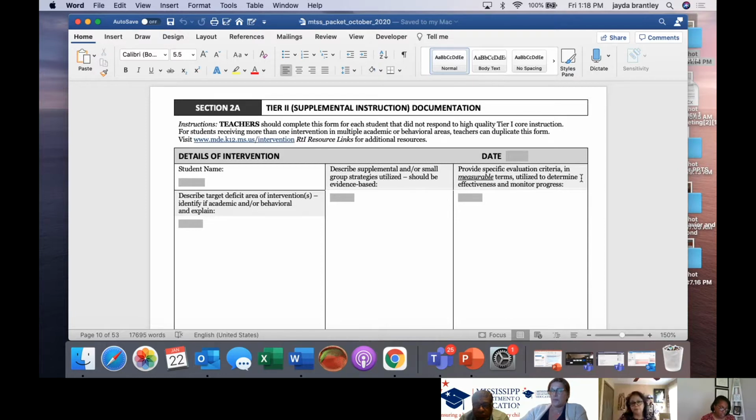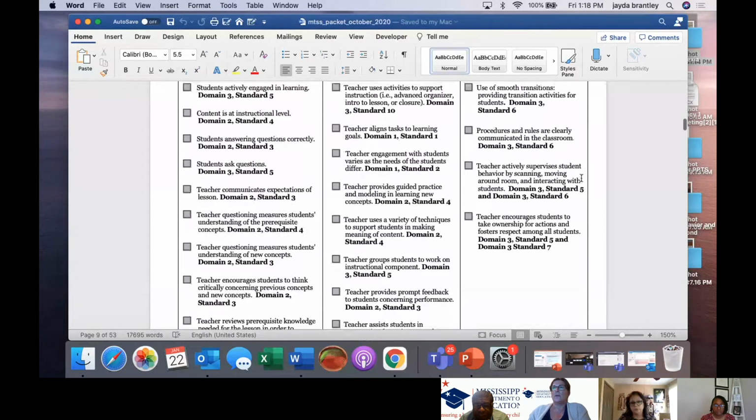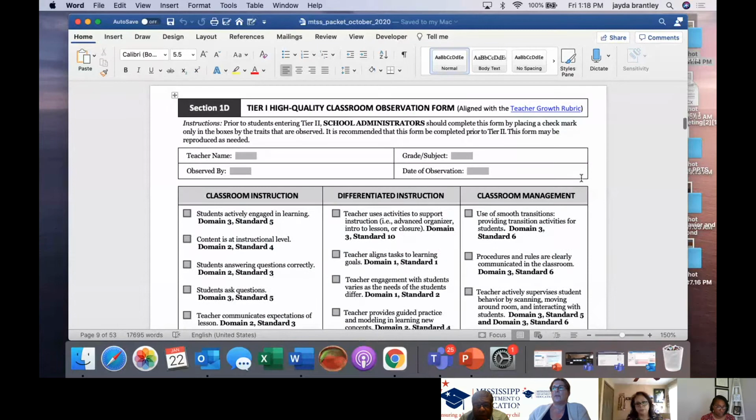So this form has to be completed by an administrator. Administrator or designee. Yeah, preferably somebody on the principal or assistant principal team. I wouldn't have a pro teacher do it. Because it's aligned to the teacher growth rubric, I would strongly recommend that it be completed by a person who has official capacity to observe the teacher.